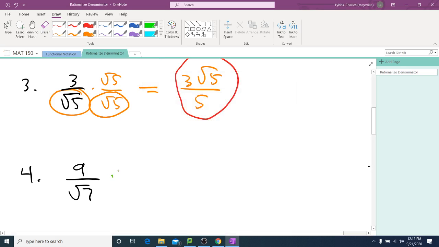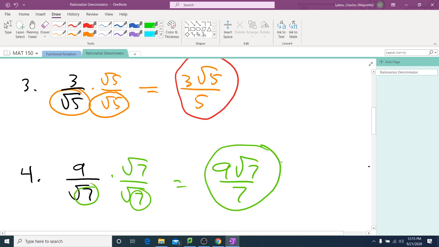Same thing with this one. Multiplied by the square root of 7, top and bottom. So it gives me 9 square root of 7 over, okay, so think about this, 7 times 7 is 49, that square root. So see that number right here, you just have to take one of them. This right here is my answer.